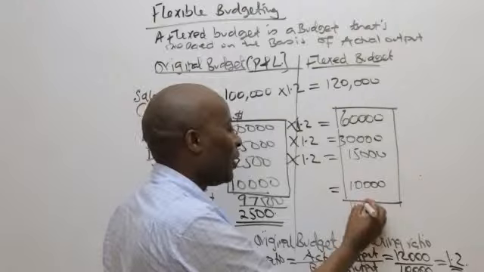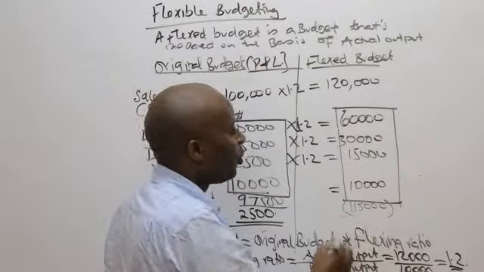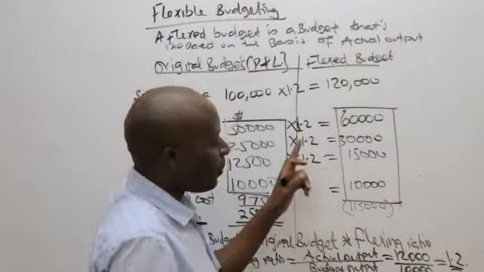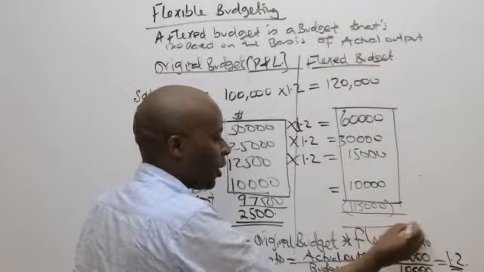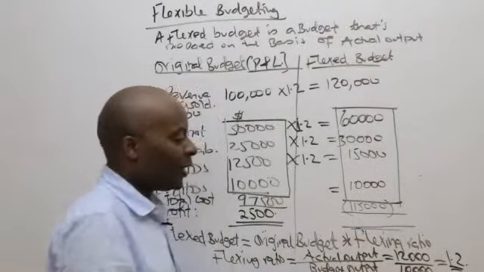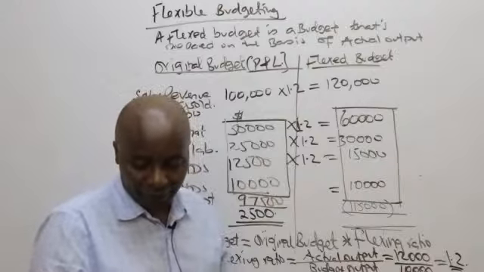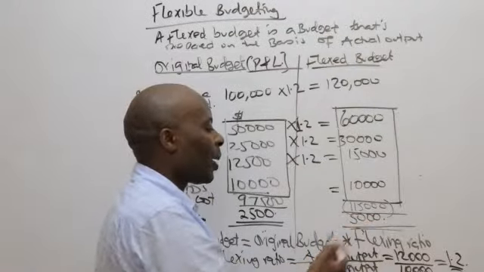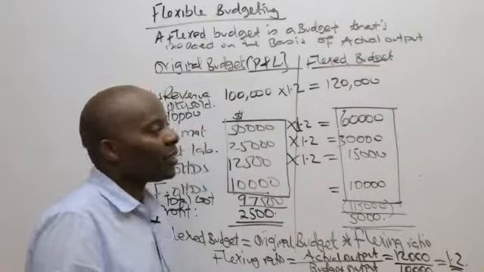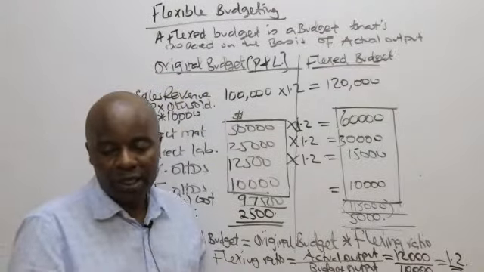115,000. So then could you kindly subtract 120,000 minus 115,000? What figure of profit are you going to get? Of course, I know the answer, but generally I want to see whether you're connecting them. 5,000. Thank you very much. So that is the end of the flexed budget.